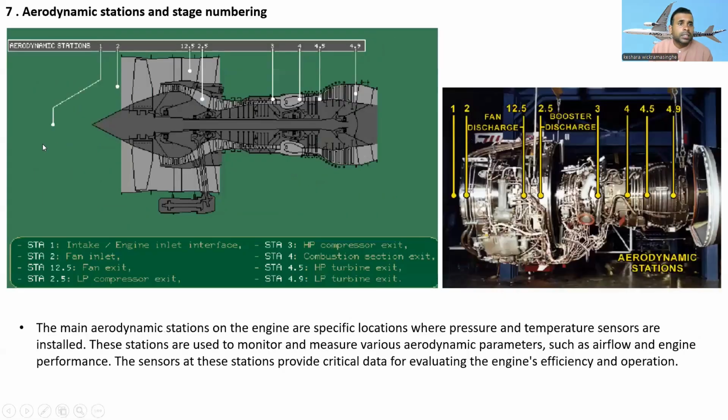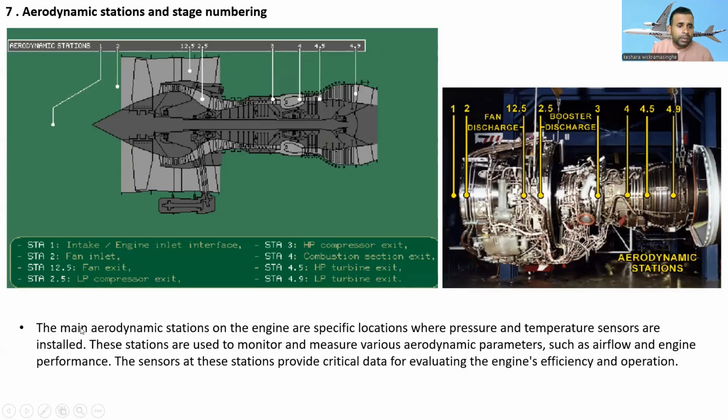Now let's go to the aerodynamic stations and stage numbering. You can see 1, 2, fan discharge area 12.5, 2.5 booster discharge area, and number 3, 4, 4.5, and 4.9. These are the aerodynamic stations.